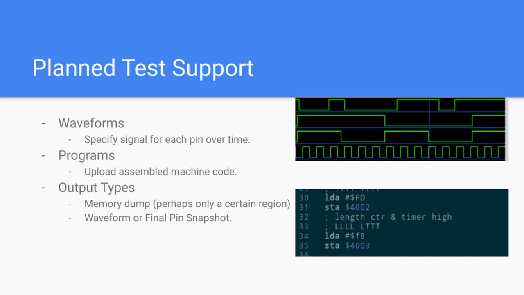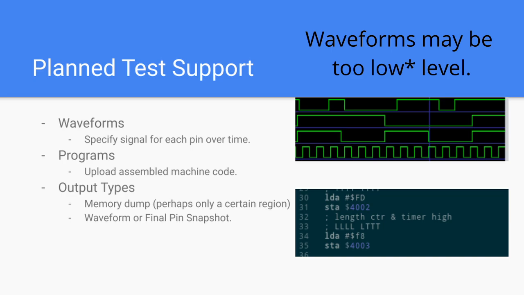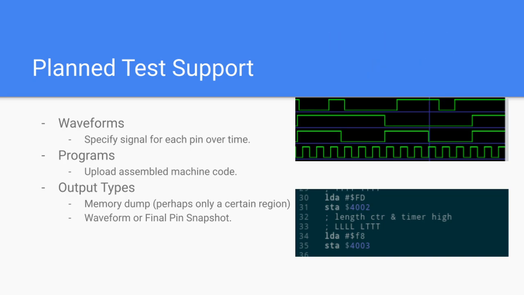Most primitive, but also most flexible, is the ability to specify waveforms. A waveform essentially describes a series of steps and the desired inputs at each step. This gives complete control of the chip, but may be too low level depending on what you are interested in testing. In the upper right of this slide, we can see a visual representation of a waveform. This is a screenshot from an open source program called GTKWave.